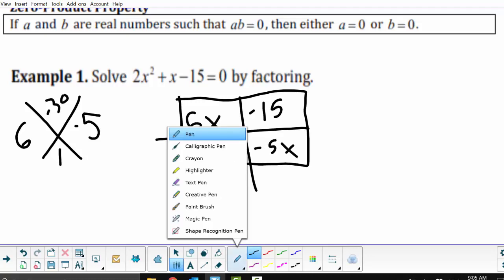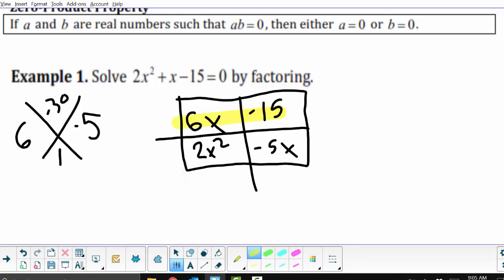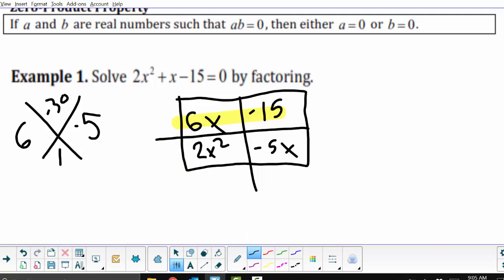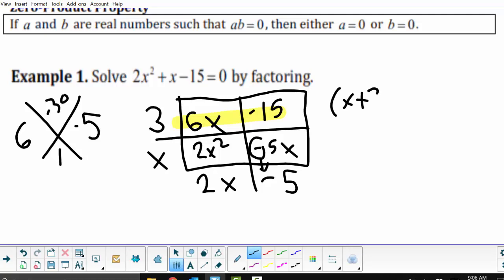I'm going to start right here. We look at those and ask, what is their greatest common factor? And it's a 3. Now I'm going to go next one down. What do 2x squared and negative 5x have in common? Just an x. Now we'll go up. What does 2x squared and 6x have in common? A 2 and an x. And then we have a negative 5 right here. Remember, whenever we're right by the negative, we always pull the negative out. So this factors to x plus 3 times 2x minus 5.